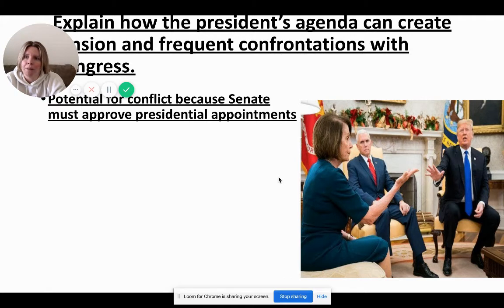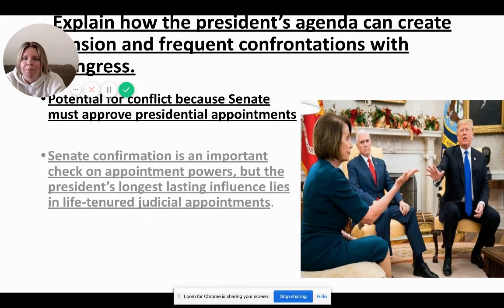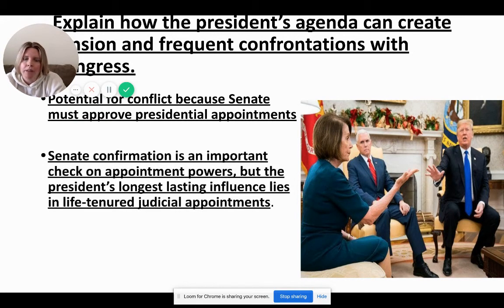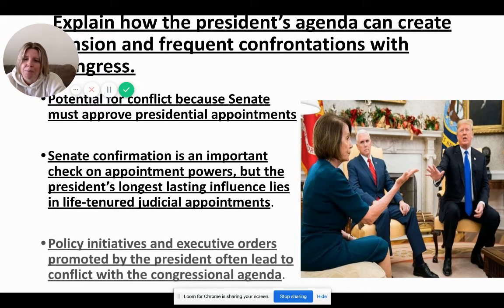And even President Trump the other day went on TV and said there's a person appointed that is just sitting there in committee and they're not doing anything. So he's complaining and saying, you know, you should be doing something about that. Also, the president gets to appoint judges, and that's probably his longest lasting influence.